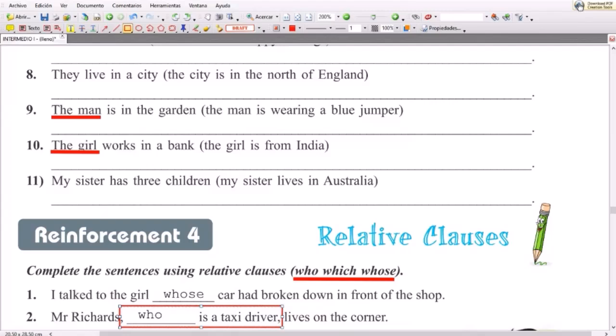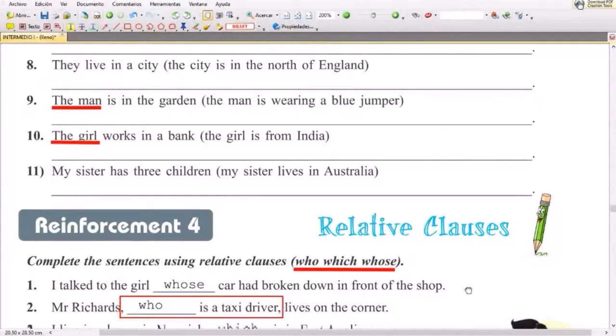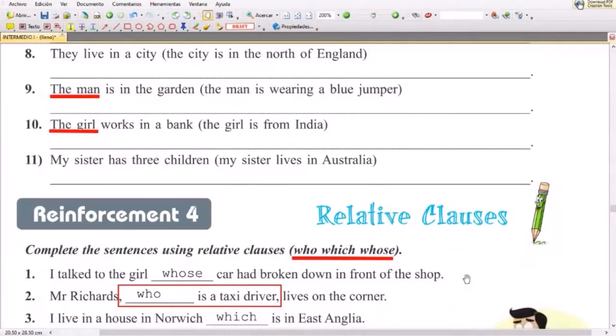Okay, I got it. Number 3. I live in a house in Norwich, which is in East Anglia. Which, la cual. Teacher, can I use that here? Yes, you can also use that here, because that is just a structure. Who, which, whose. Number 4.